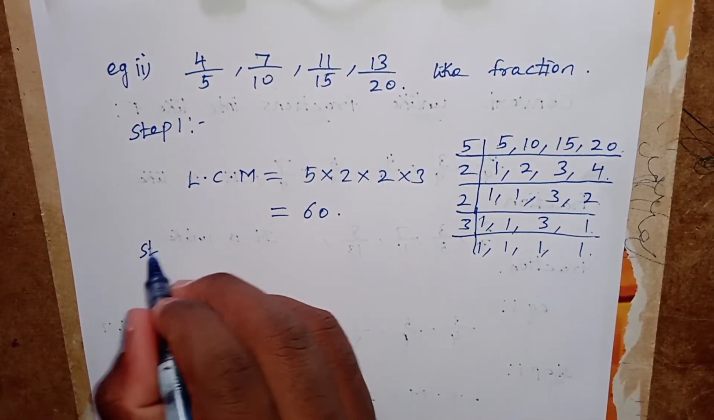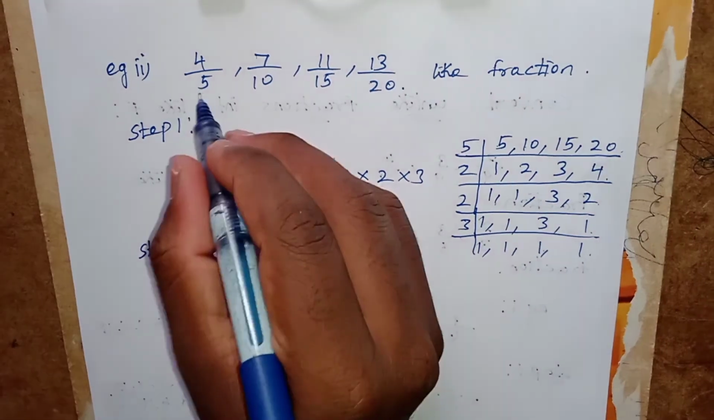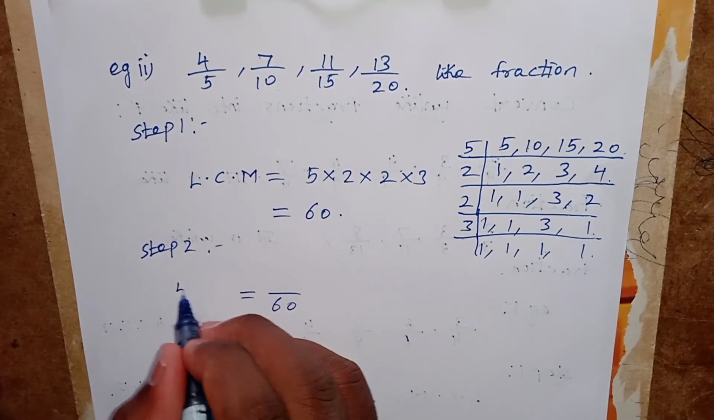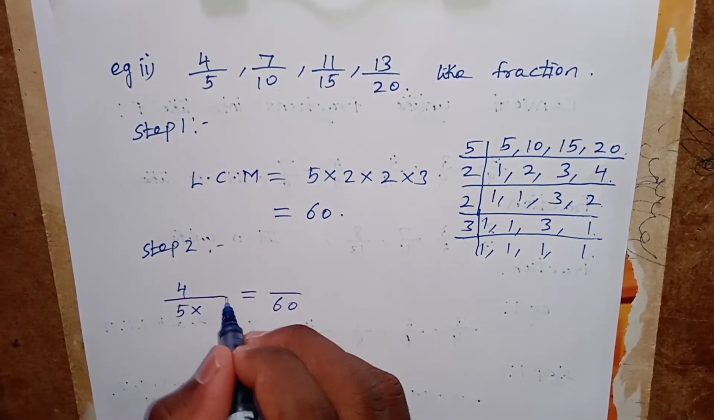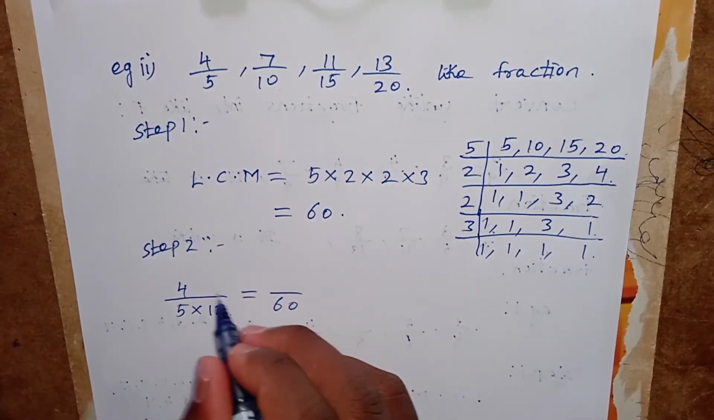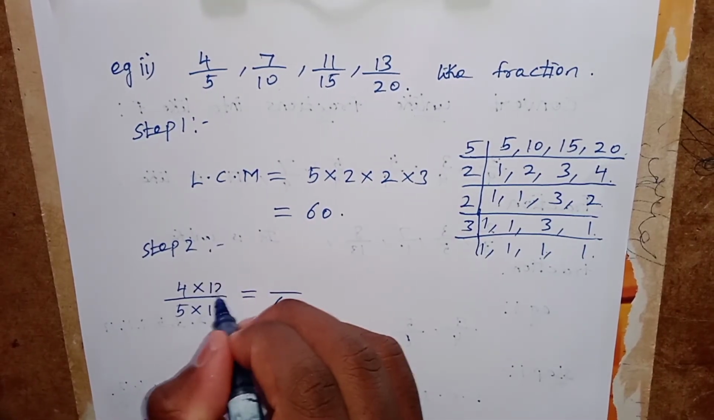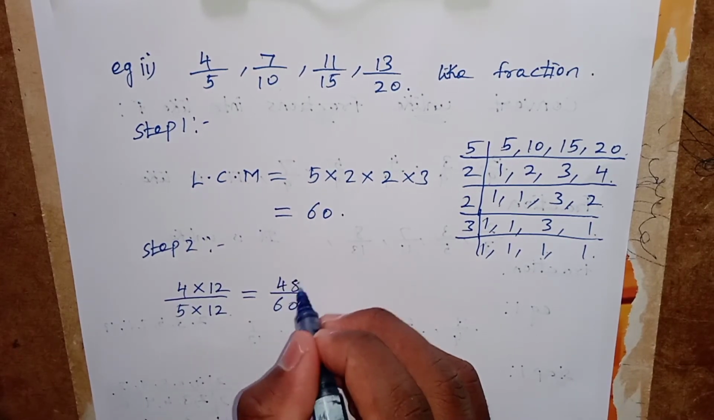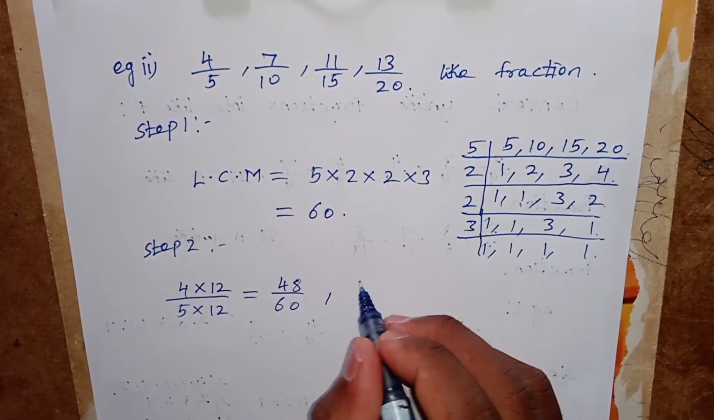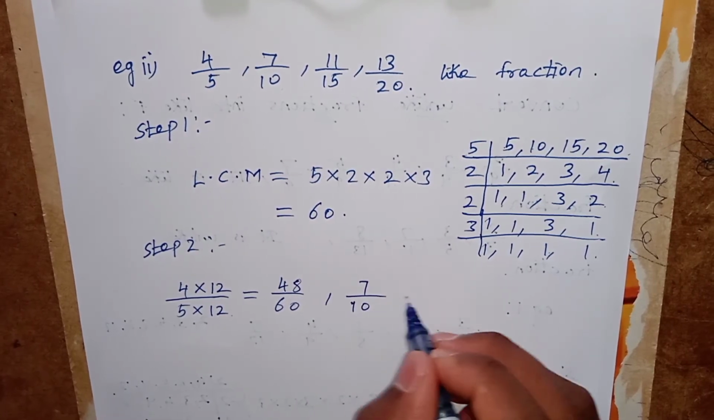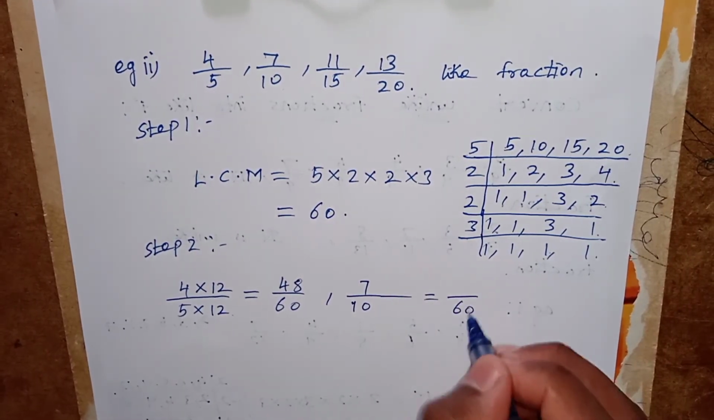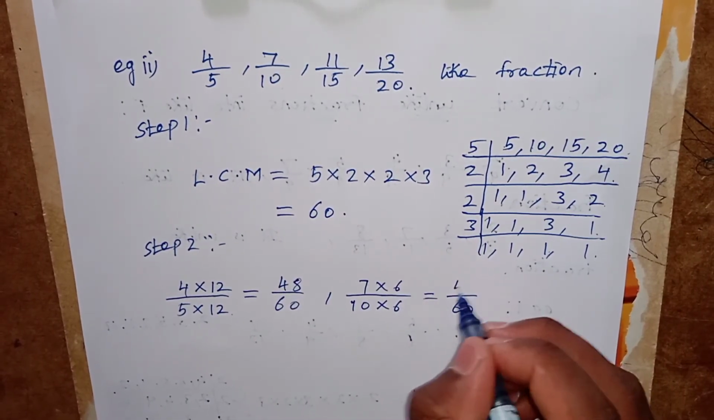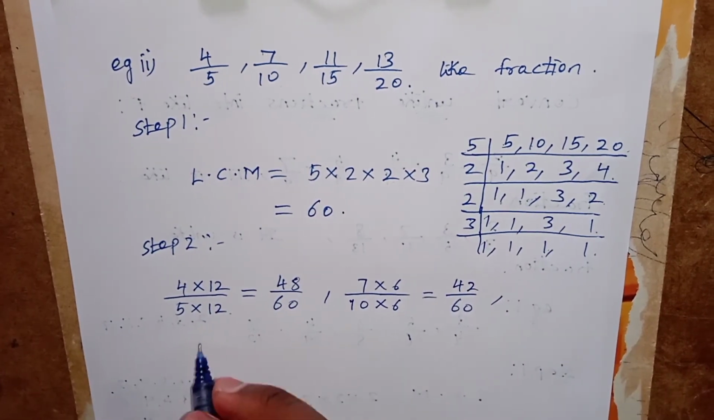Next step 2, you have to convert every term by keeping our LCM 60. Therefore 4 by 5. Here 12. Whatever you are multiplying in the denominator, you have to multiply in the numerator. Okay, 12 4s are 48. Okay, again 7 by 10. Here my LCM is 60. Therefore 6. Here also 6. 7 6s are 42.